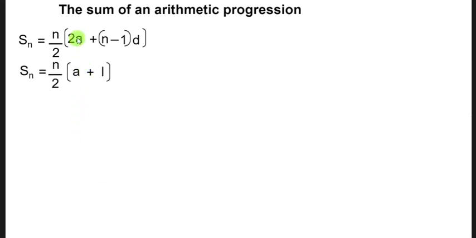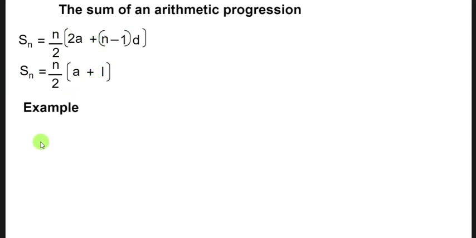So we have two formulas for finding the sum of an arithmetic progression or the arithmetic series. So we have this one and then this one. So this one, when the last term is known, you use this formula. This one, when the last term is not known, you use this formula. All right, so let's look at an example.